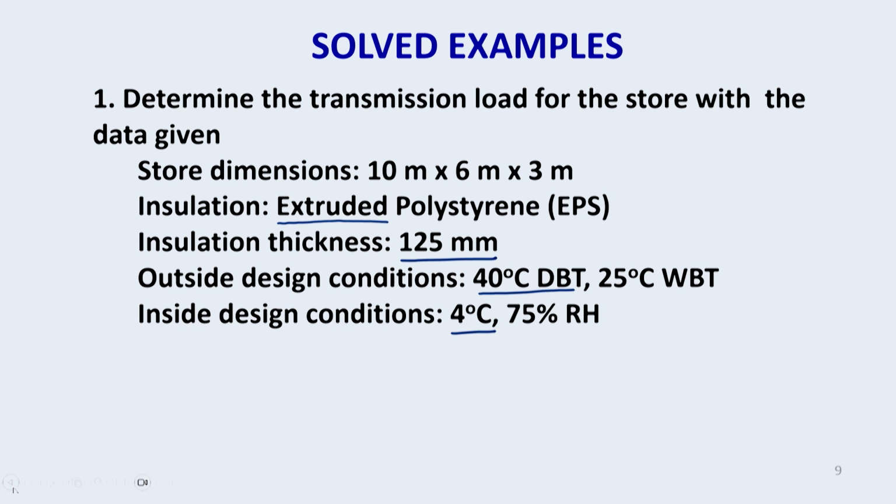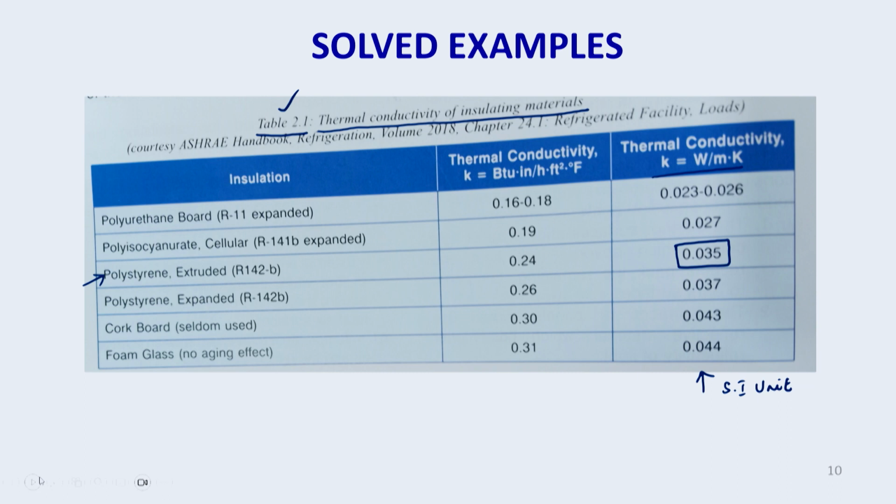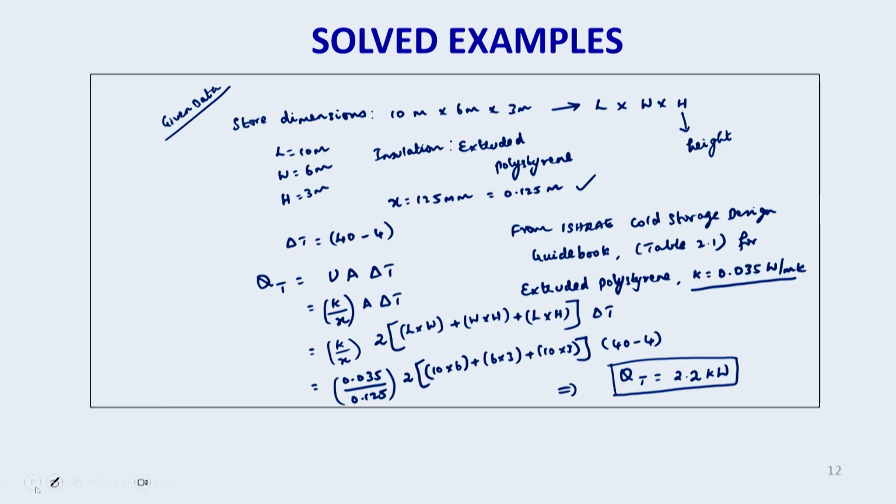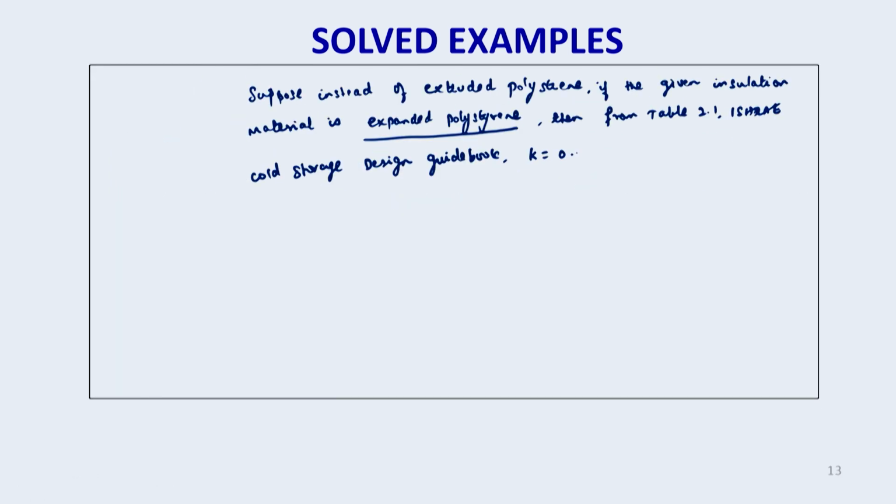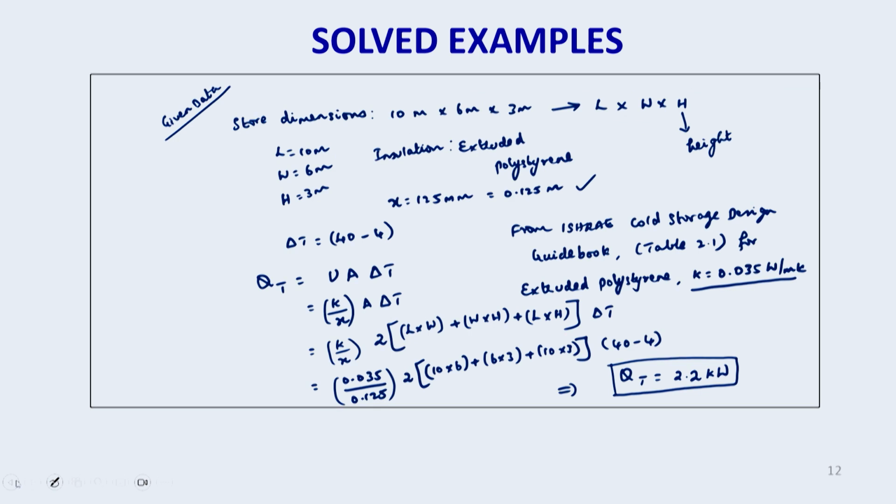Suppose if we are using expanded polystyrene, then the K value will be, instead of 0.035, it will be 0.037. That is the value which is given in the fourth row. So K will be equal to 0.037 watt per meter Kelvin. So in that case, Qt will be equal to, there is only one change in the value of K, other things will remain the same.